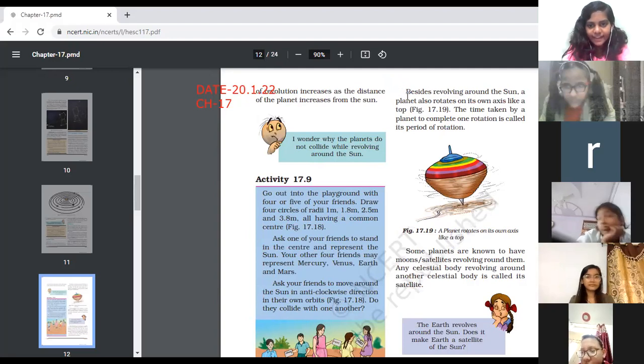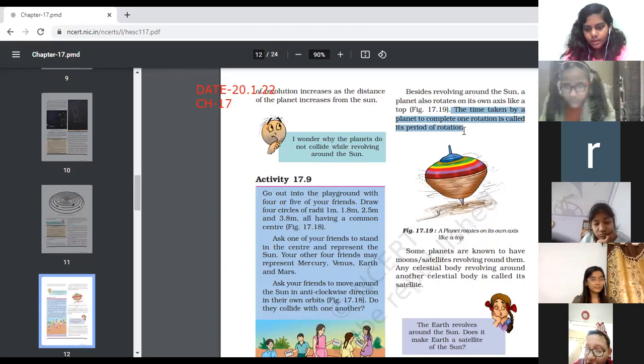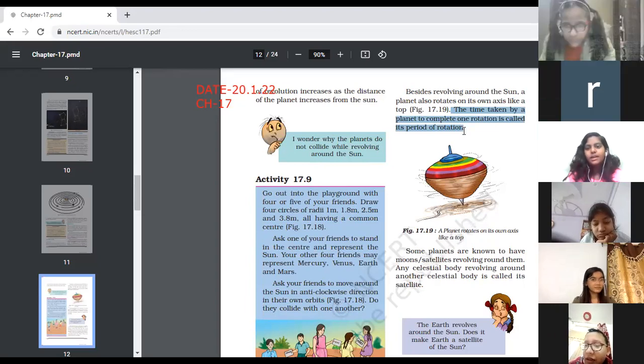Besides revolving around the sun, our planet also rotates on its own axis like a top. The time taken by a planet to complete one rotation is called its period of rotation. Already we read the definition of period of revolution, and now there is a definition of period of rotation. Both the definitions are there. Kindly keep on marking.